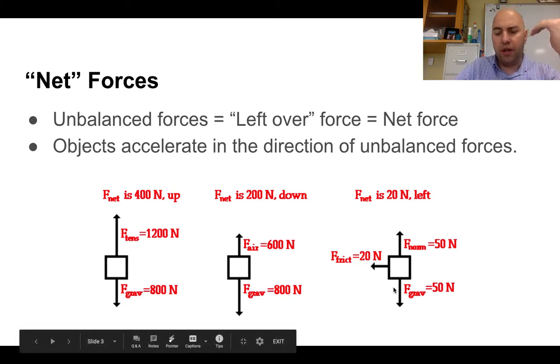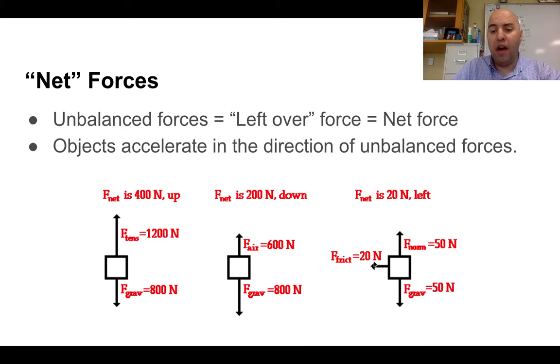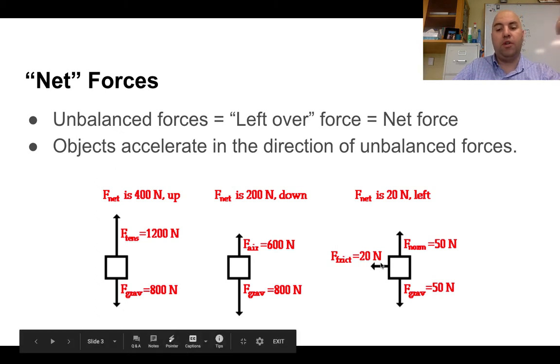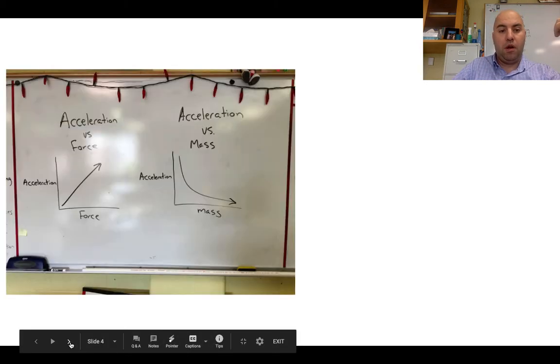And in this one, we have a normal force going up of 50 newtons, and force due to gravity, or weight, of 50 newtons. So those cancel out. Excuse me, those are balanced. But we have this force of friction of 20 newtons to the left. So that means we are going to have a net force of 20 newtons to the left, even though there's three of those.